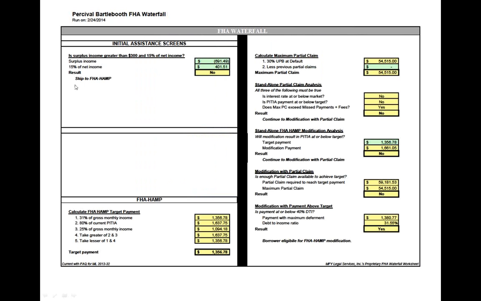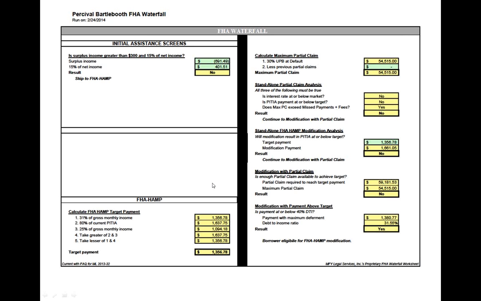So we start out here by looking at whether or not we're going to get a forbearance plan. And here we are not, of course, because the borrower has negative surplus income. So they're going to not be eligible for any of the forbearance plans. They're going to not be eligible for the FHA traditional loan modification, which is in this little box.